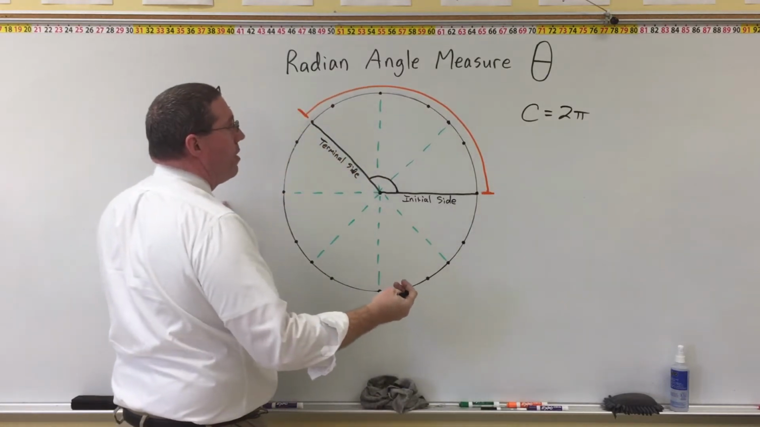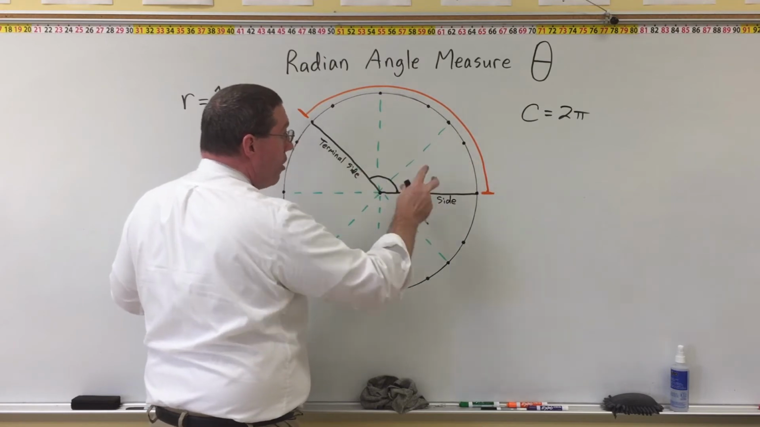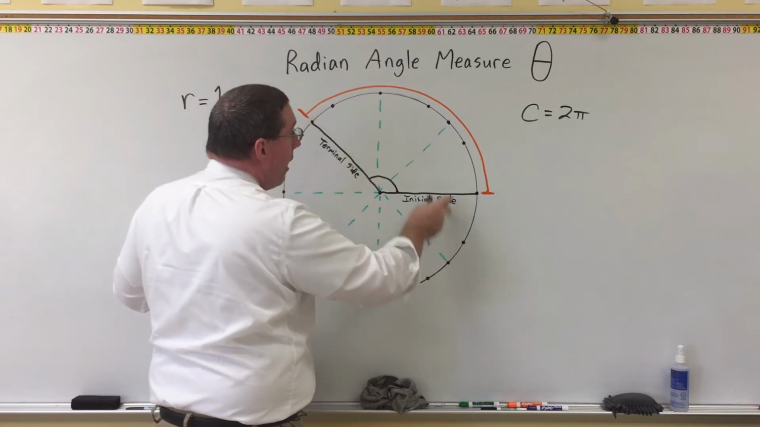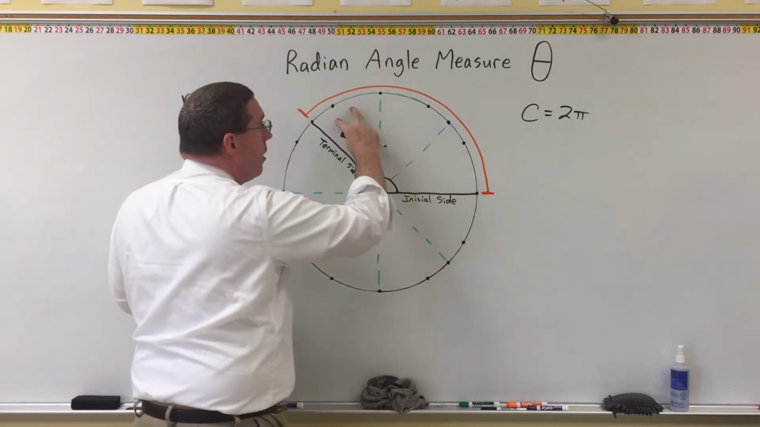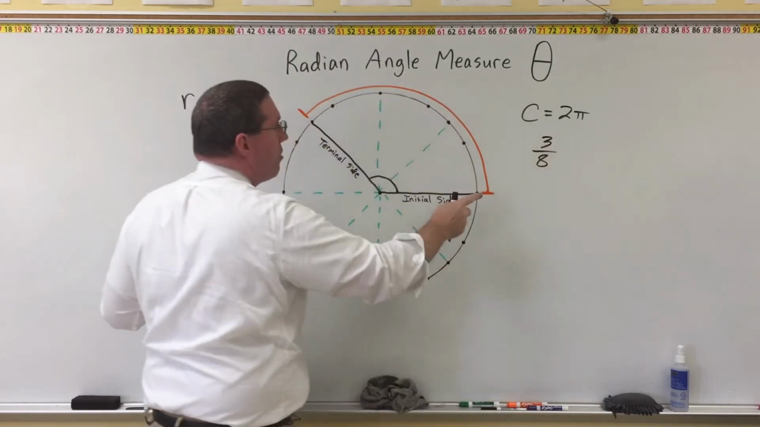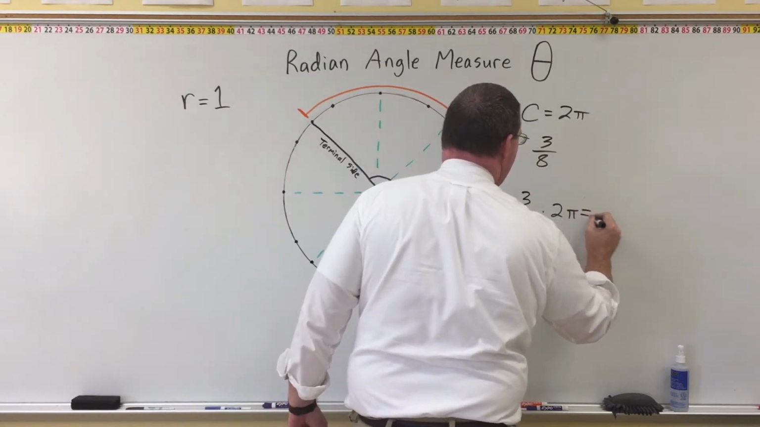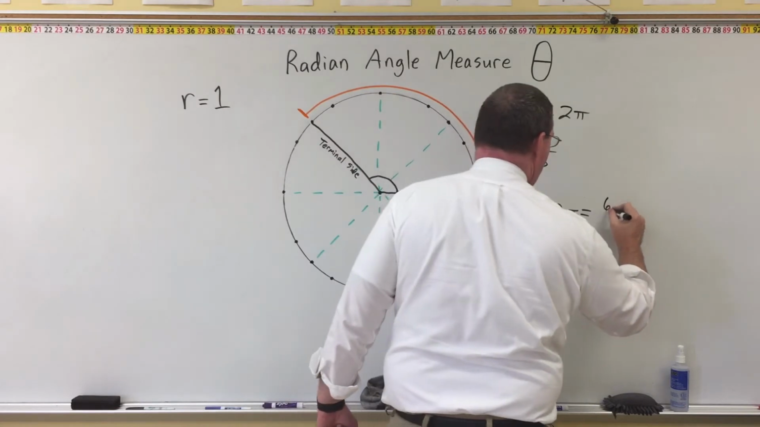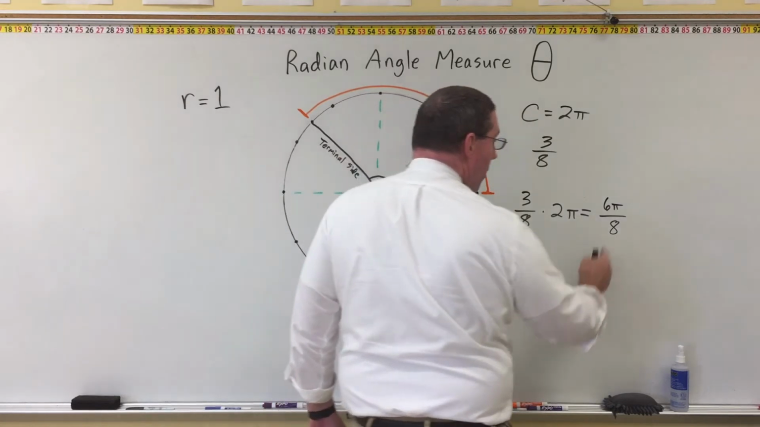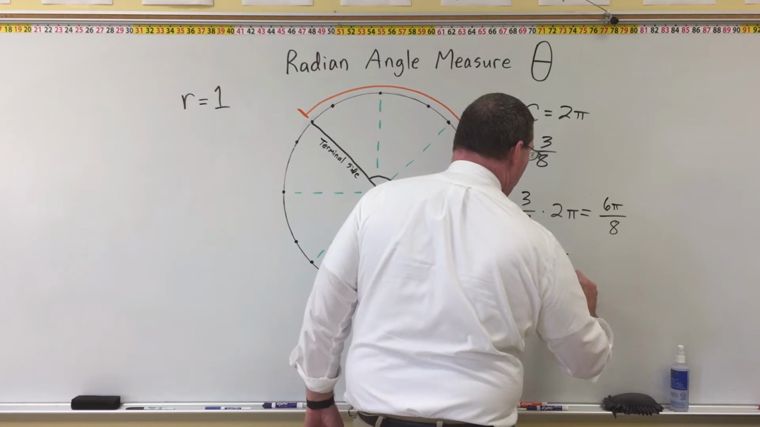Now we need the arc length fraction of the entire circle. This one is broken up. We went back to 1, 2, 3, 4, 5, 6, 7, 8. And this arc length is 1, 2, 3 sectors, so 3/8. And now all we have to do is take our 3/8 and multiply it by 2 pi. So 3/8 times 2 pi is equal to 3 times 2 pi is 6 pi over 8. Now reduce the fraction. 6 and 8 can both be divided by 2, so we have 3 pi over 4.